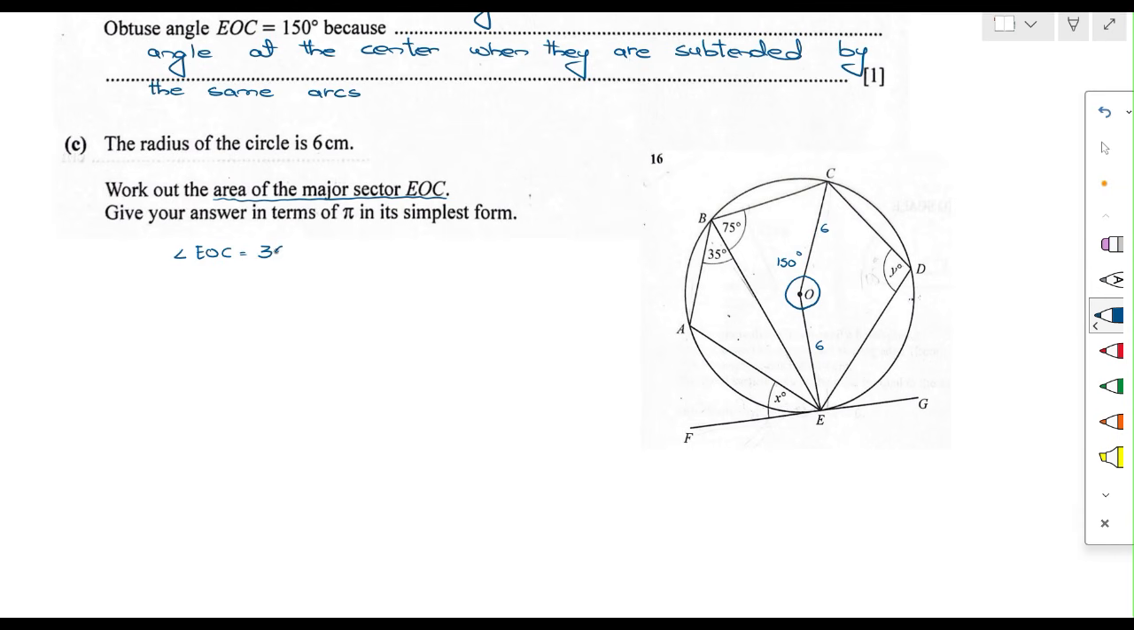degree, the whole circle, which is 360 degree, we have to subtract 150 degree. So from 360 take 150, which is 210 degrees. This angle is 210 degrees, right? So if this angle is 210 and this angle is 150, which one is the major sector? Major sector is a sector which has the bigger angle. So this one is the major sector EOC, not the other one.